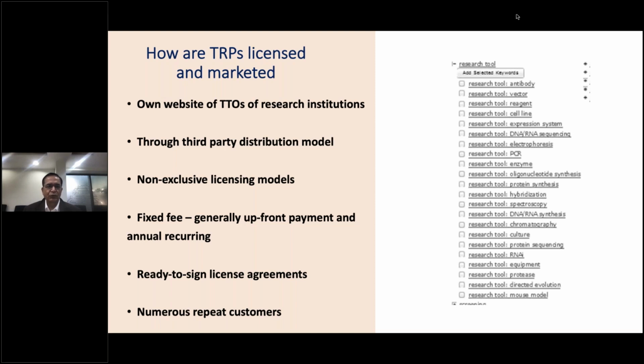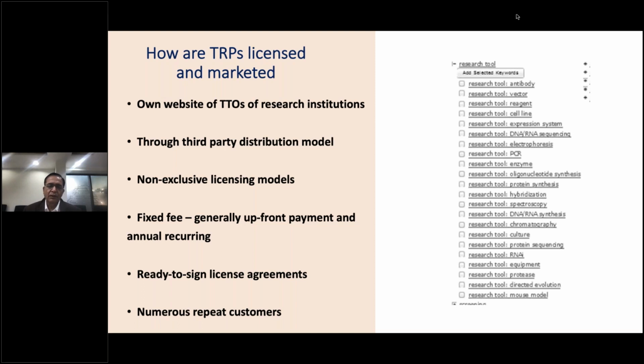Normally, public institutions would market them on their own website. What I've provided on the right-hand side is the website of one of the large repositories in the United States. If you look at it, they have research tools, antibodies, vectors, reagents, cell lines, enzymes, oligonucleotides, hybridization, protein synthesis, a whole range of bioproperty one can think of. And if you go into each one of them, you would find the repositories of those that are available.